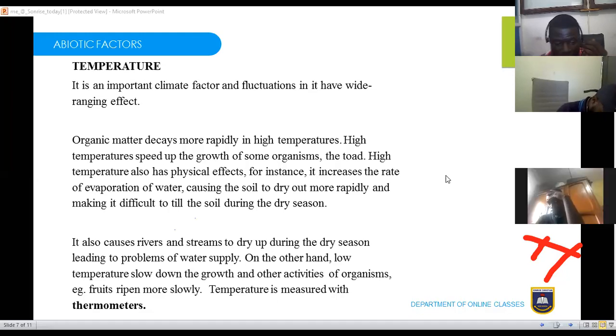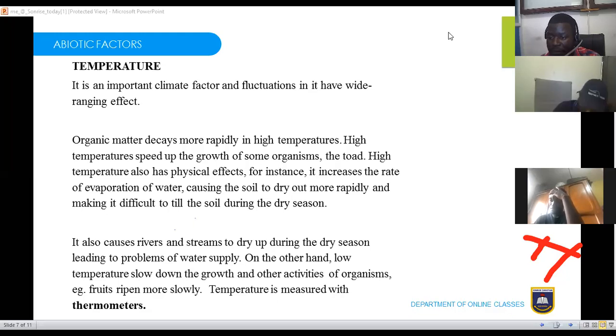On the other hand, low temperatures slow down growth and some other activities of living organisms. Low temperatures will, for instance, cause fruits to ripen slowly, or reduce the rate of ripening of fruits. Low temperatures would also decrease the rate of metabolism, or the metabolic processes, in living organisms.